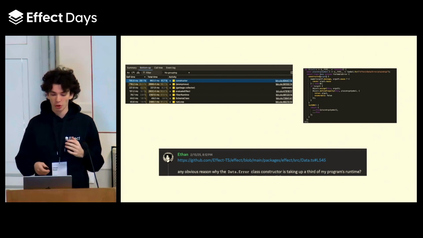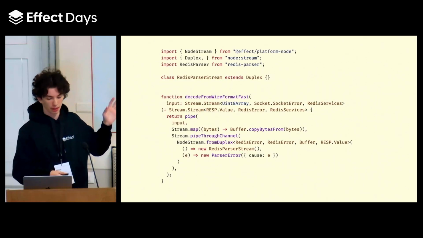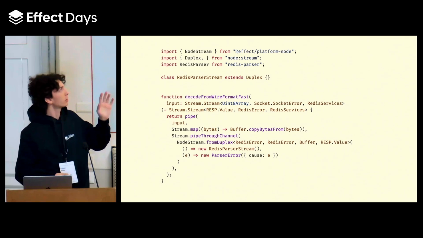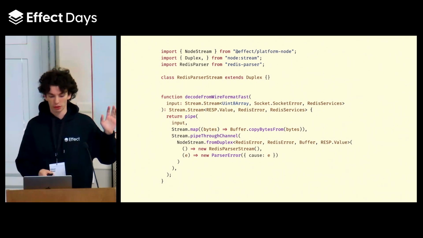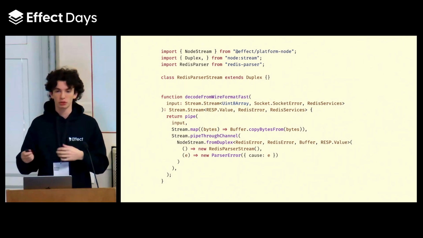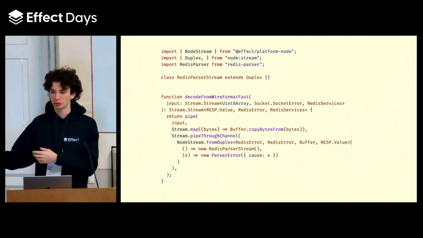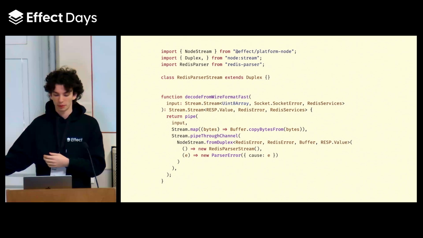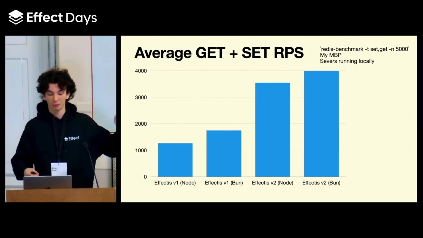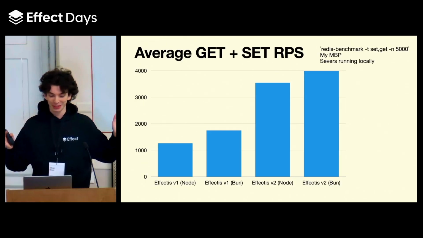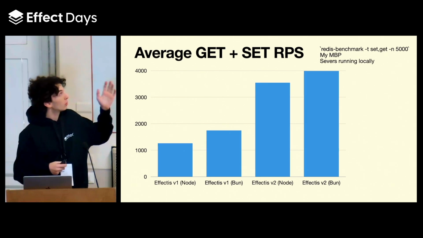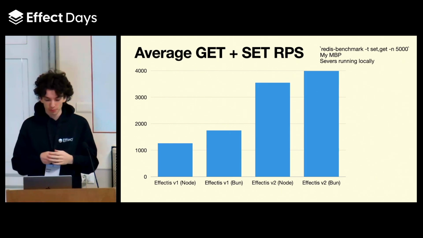And so I found a library on NPM called redis-parser. I don't actually think this one is particularly efficient as well, but it's a little bit better. And especially the way I wrapped it, I turned it into a Node duplex stream, and then you can turn that Node duplex stream into an Effect channel. But with just that, we were able to double the performance, so that's pretty good. And this was also expanded to Bun as well.